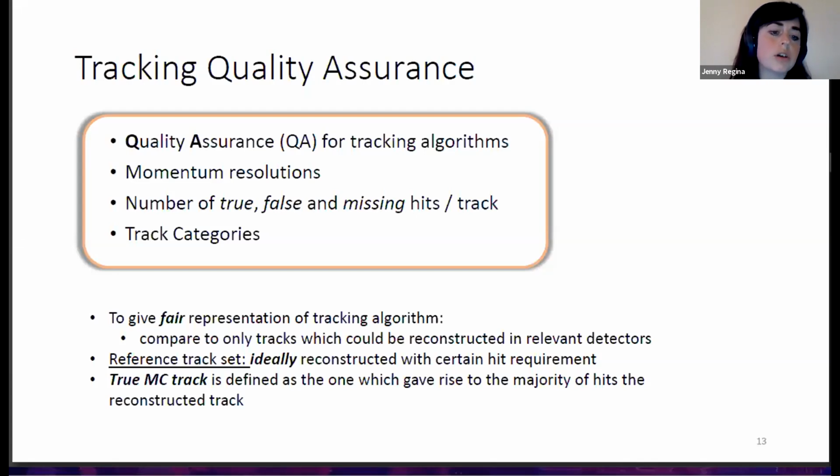And in order to give a fair representation of a tracking algorithm, we of course only want to compare to tracks which could be reconstructed in the relevant detectors. So for this we use a reference track set, and these are all the ideally reconstructed tracks with a certain hit requirement. And in the definitions I will be using, a true Monte Carlo track is defined as the one which gave rise to the majority of the hits in the reconstructed track.